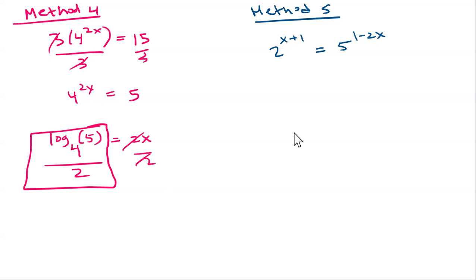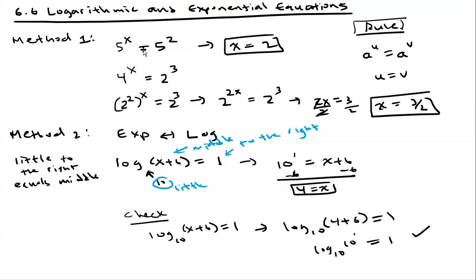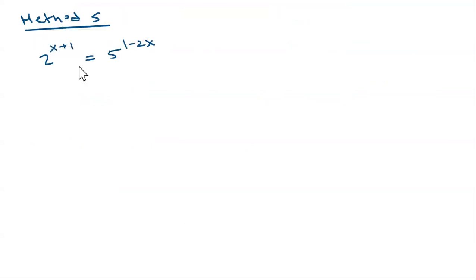All right, so this last method or strategy in solving these log or exponential functions is method 5. As we go through this, one of the first things we learned was, okay, if the bases are the same, then we can equal the powers. Well, in this case, there's no way I can make 2 become 5 and vice versa. All right, so method 1 is not going to work.